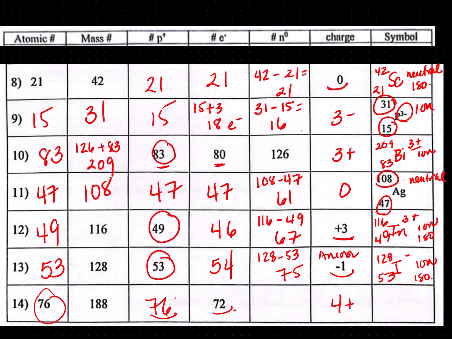Since the mass number is provided, to find the neutrons, we do 188 minus 76, which will give you 112. This is osmium, charge of 4 plus, so it's an ion, mass number of 188, atomic number of 76. This is an isotope because the mass number does not match the periodic table.